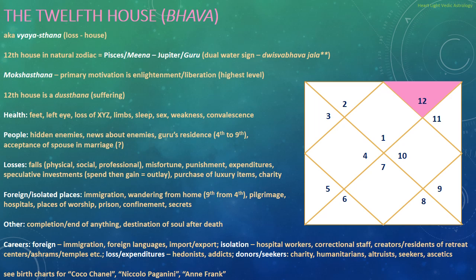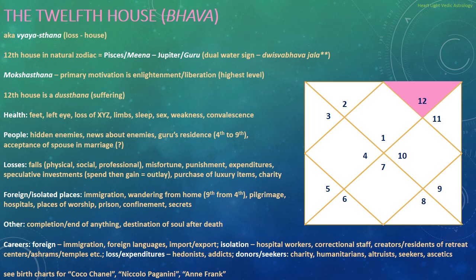So, those are a couple of charts you can check out if you want to see people with some pretty strong 12th house placements. And then also you can see the hedonists and addicts. Coco Chanel was all about luxury items and luxury clothes and living a luxurious life. And Paganini was a gambler as well. So, you can see the relationship there.